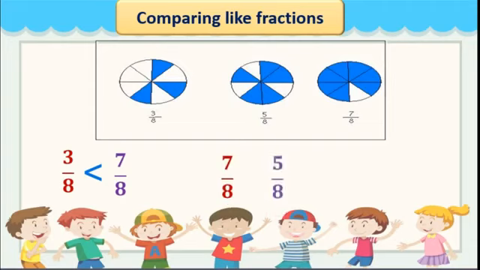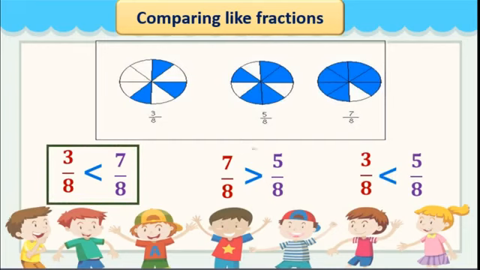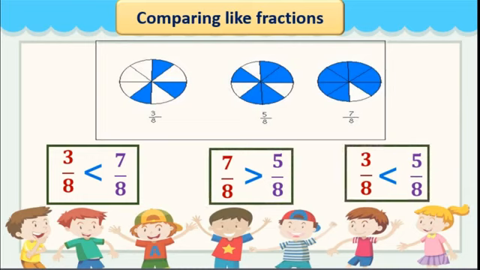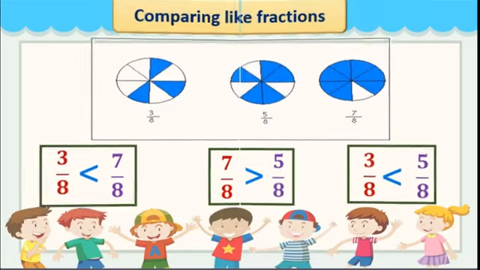Again, 7 upon 8 and 5 upon 8. Compare this. Which is larger? Yes, you are right. 7 upon 8 is larger than 5 upon 8. Now 3 upon 8 and 5 upon 8. Yes, here also we can say 5 upon 8 is larger than 3 upon 8, because here we can compare the pictures. Correct? Now remember one thing: the larger the numerator in the like fractions, the larger the fraction.